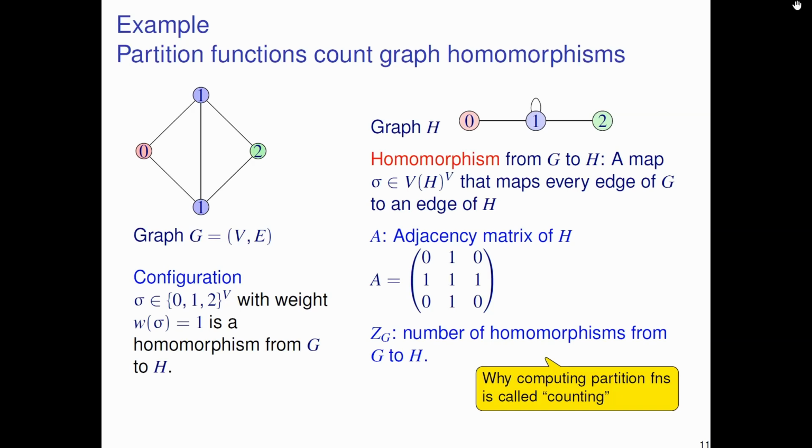Well, its weight is 1 if and only if it's a homomorphism, right? Because if you look at the adjacency matrix, a configuration will have weight 1. What do we do? We multiply over all the edges of the interaction in this matrix. And if you multiply with a 0, then it's 0. So the homomorphisms are exactly what counts here. And so the partition function is exactly the number of homomorphisms. And if you ever wonder why they called this field approximate counting, that's actually why, because you can count homomorphisms with these things. Okay, good.